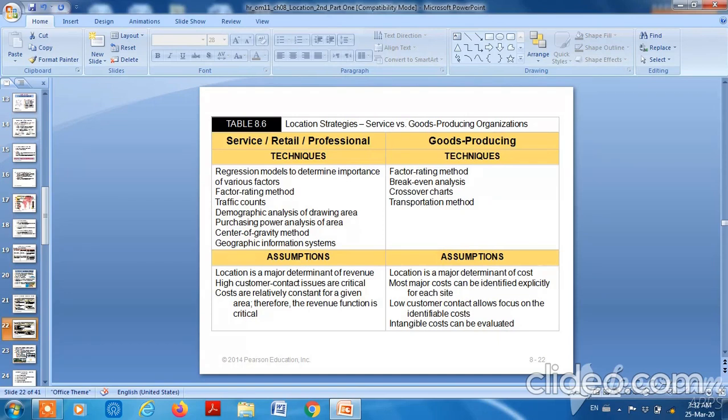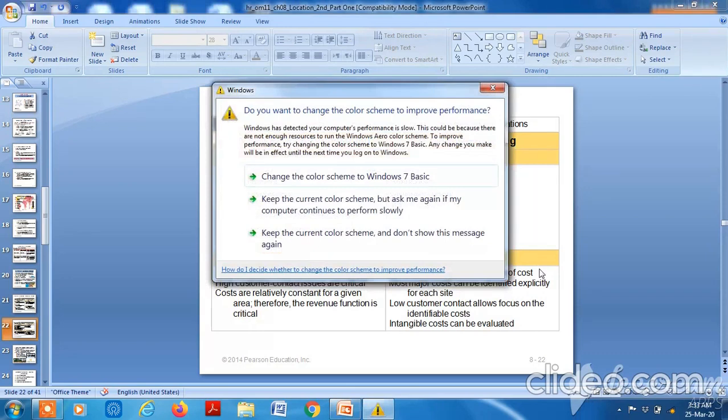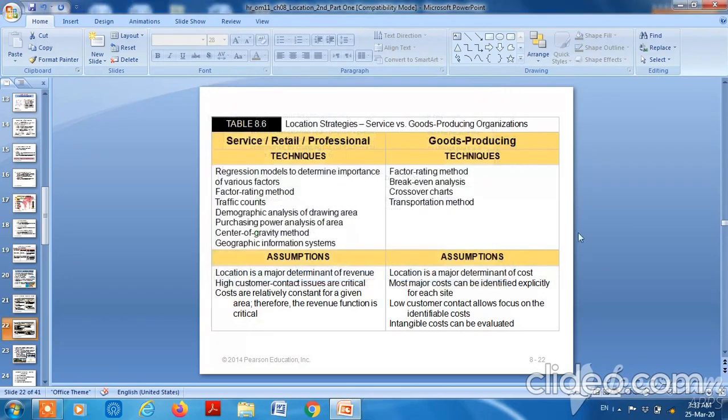Assumptions: location is a major determinant of cost. Most major costs can be identified explicitly for each site. Low customer contact allows focus on the identifiable costs. Intangible costs can be evaluated.